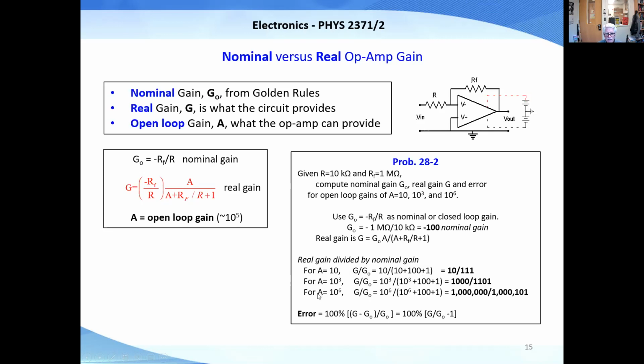Okay, when A is high, then you're going to get a million gain out of it, even though you only have a very small difference in what you calculated. Okay, so the percent error between the two gains, the real and the nominal gain, is just G over G0 minus 1. But G has this A factor in it. Anyway, this is just for the homework problems.